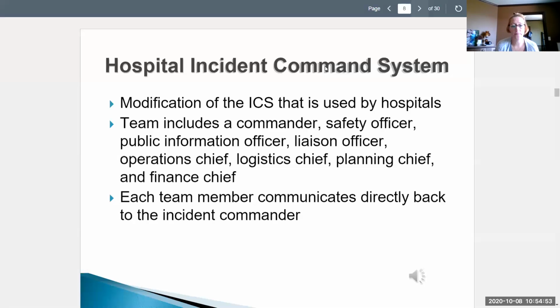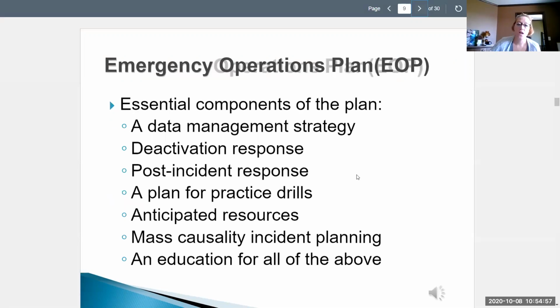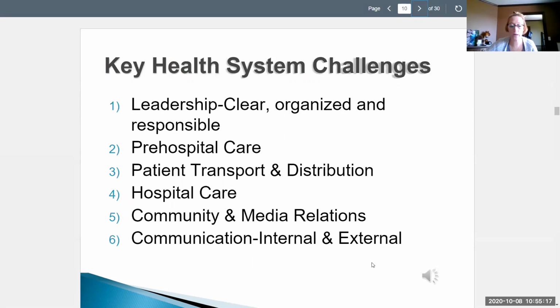And each team member communicates back directly to the incident commander. So the essential components of the plan: data management, deactivation response, post-incident response, a plan for practice drills. So again, that's an example of what we did at Parkview. Anticipated resources, mass casualty incident planning, and education for all of the above, because of course that's important. We need to know what we're doing in these types of events.